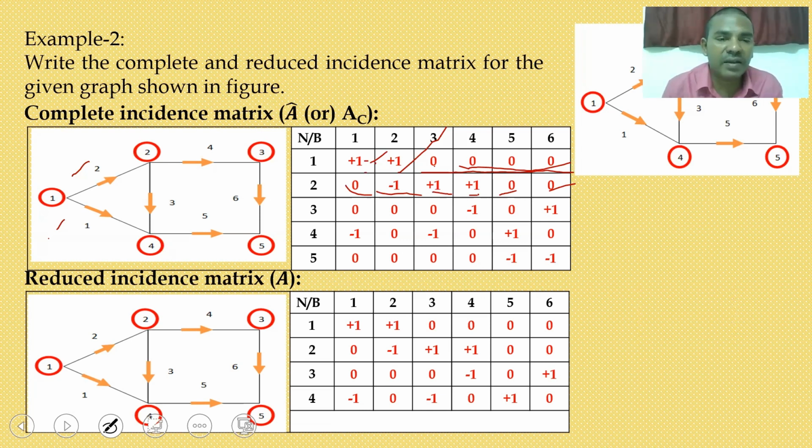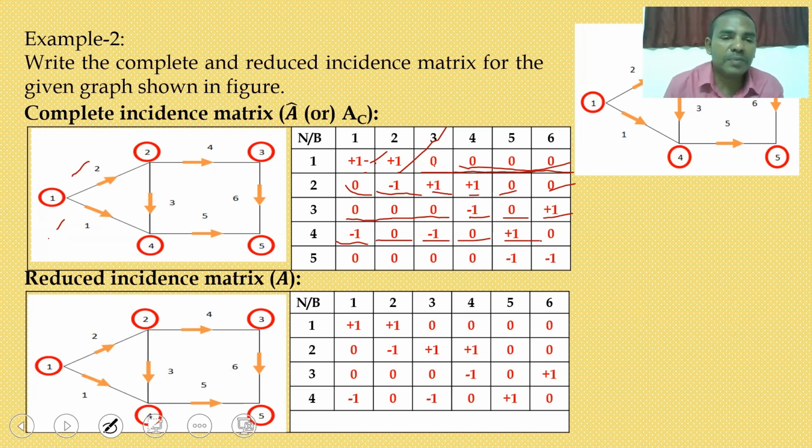Then coming to node 3, only two branches are there, branch 4 and branch 6. Branches 1, 2, 3 and 5 are 0. Branch 4 is incident, so -1. Branch 6 is leaving, +1. Similarly, go for node 4. Node 4 has 3 branches, branch 1, branch 3, branch 5. The remaining branches are zeros. 1 is incident, 3 is incident, 5 is leaving. So 1 is negative, 3 is negative, 5 is positive.